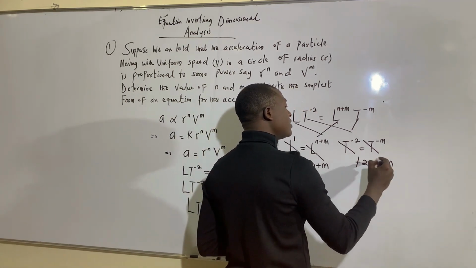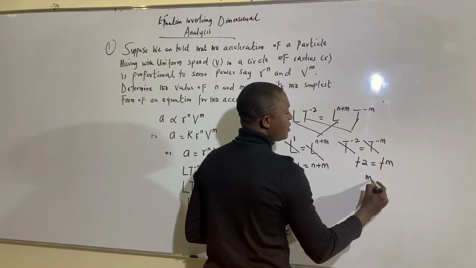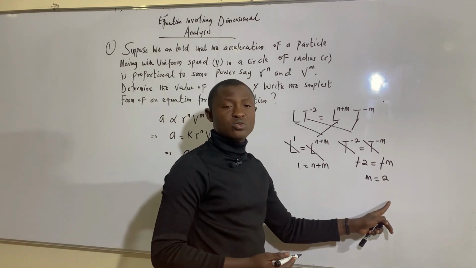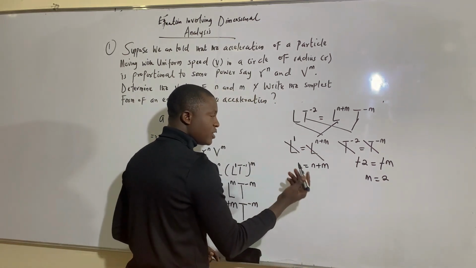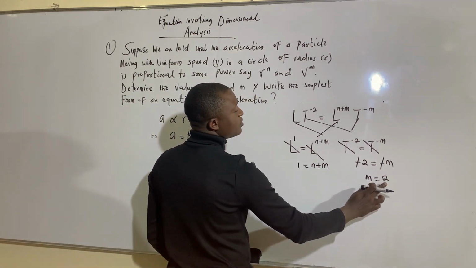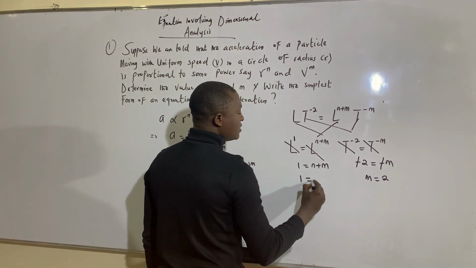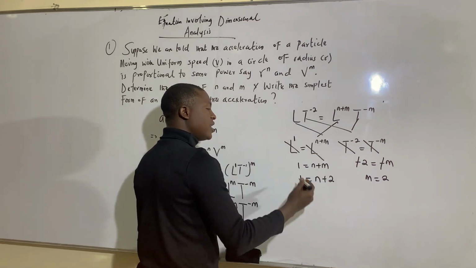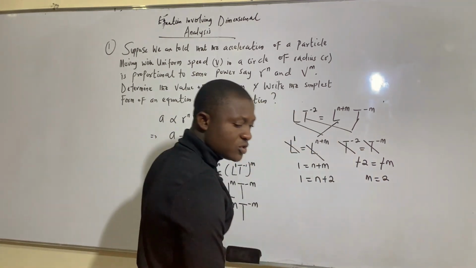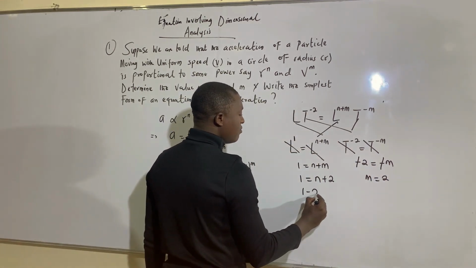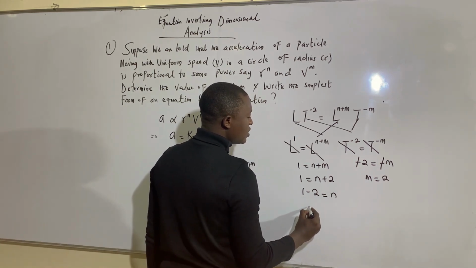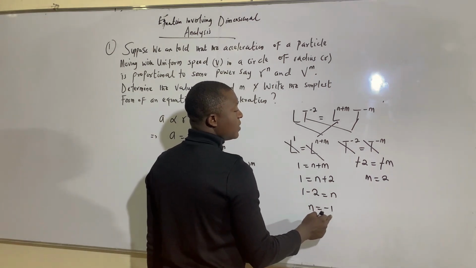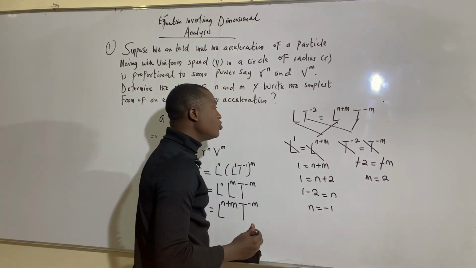The moment the minus cancels minus, I can have my m to be equal to 2. So the value of our m is 2. If I go back here, I can just make a simple substitution. Since my m is 2 now, I can have 1 is equal to n plus 2. If I collect the like terms, this one is 1 minus 2 is equal to n. So our n is equal to minus 1. Meaning n is equal to minus 1 and m is equal to 2.